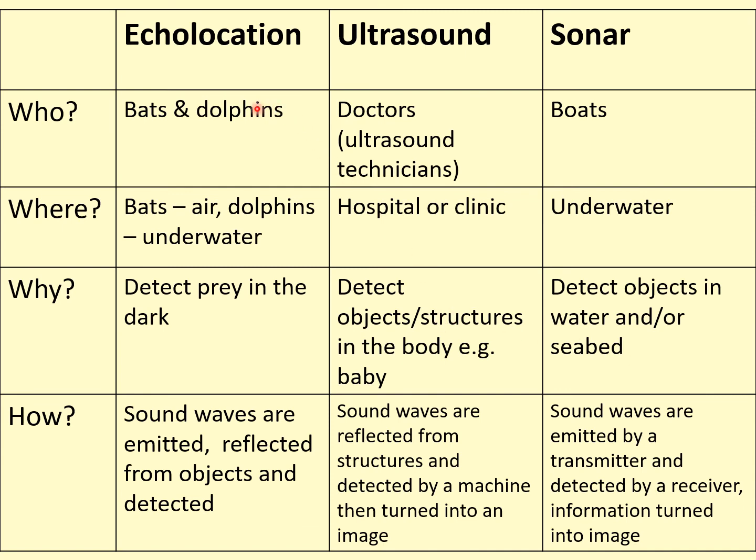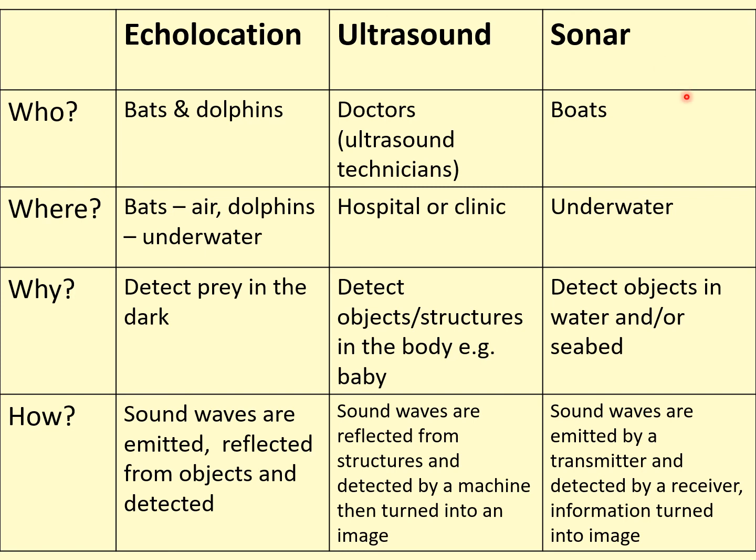So echolocation, who: used by bats and dolphins; where: bats in the air, you could add at nighttime, and dolphins underwater; why: to detect prey in the dark; and how: sound waves are emitted, reflected from the objects and then detected by those animals. Ultrasound is used by doctors or ultrasound technicians in a hospital or a clinic, and it's used to detect objects or structures in the body, for example a baby. Sound waves are reflected from structures and detected by a machine, then turned into an image.